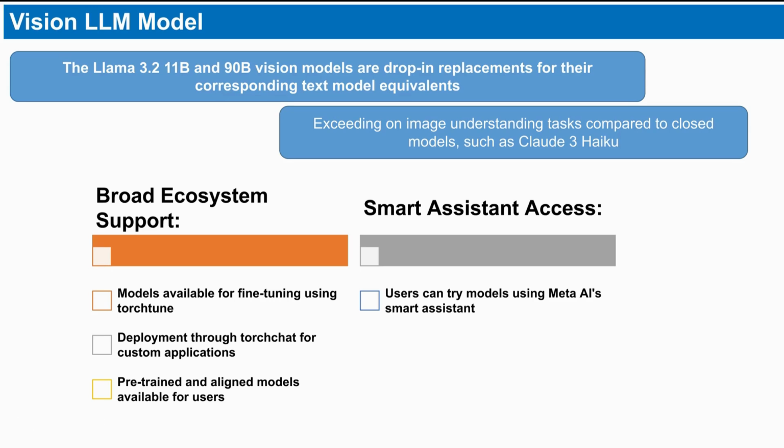These models have broad ecosystem support and are available for fine-tuning using torchtune, with development through torchchat for custom applications, and pre-trained and aligned models are available for users. Users can also try the models using Meta AI's smart assistant.